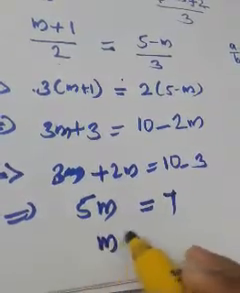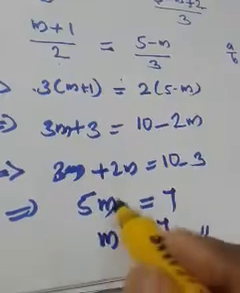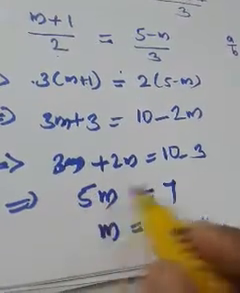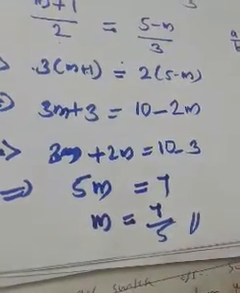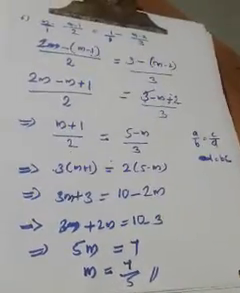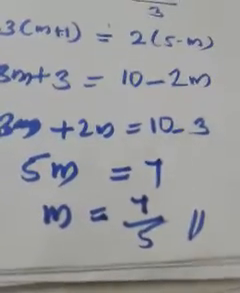Then what will be m? In that way we will get the value of m as 7 divided by 5, because this 5 is multiplied with m. When you take that 5 to the right side, it becomes division. So we get the value of m as 7 divided by 5. And this is your answer for the question: 7 divided by 5 is the value of m.